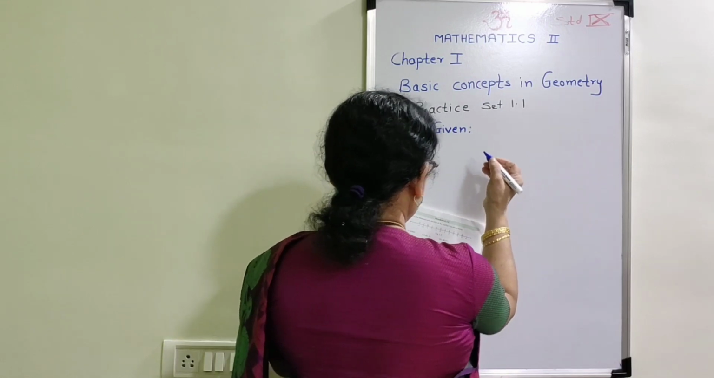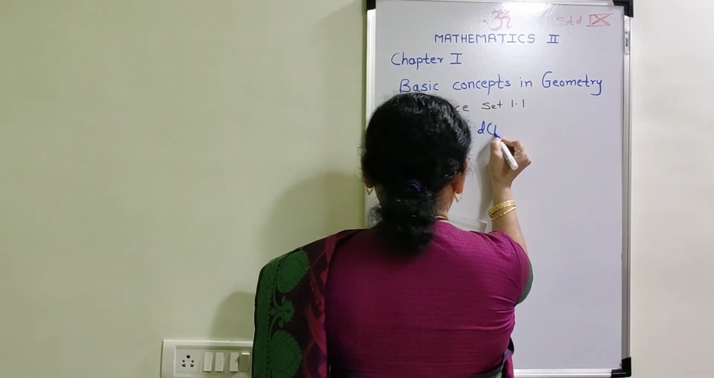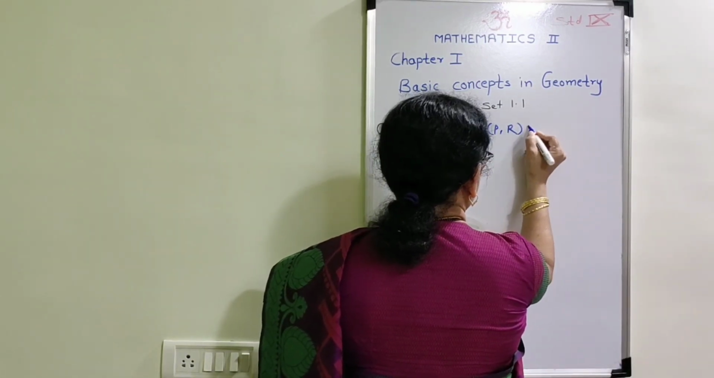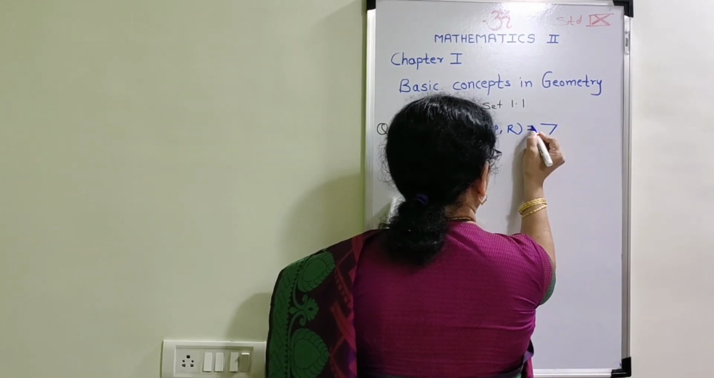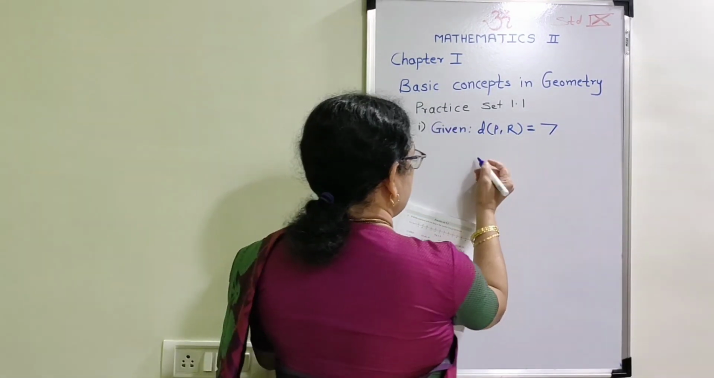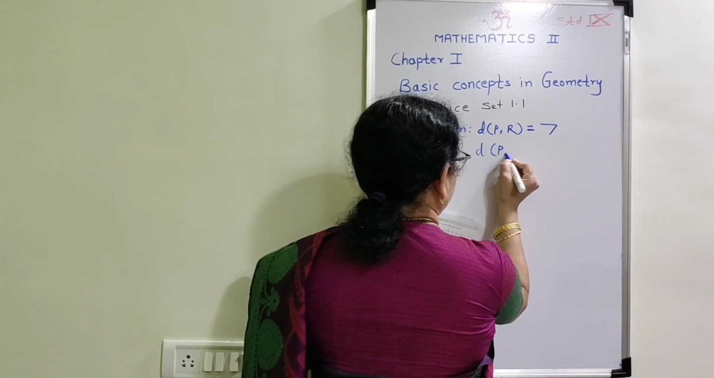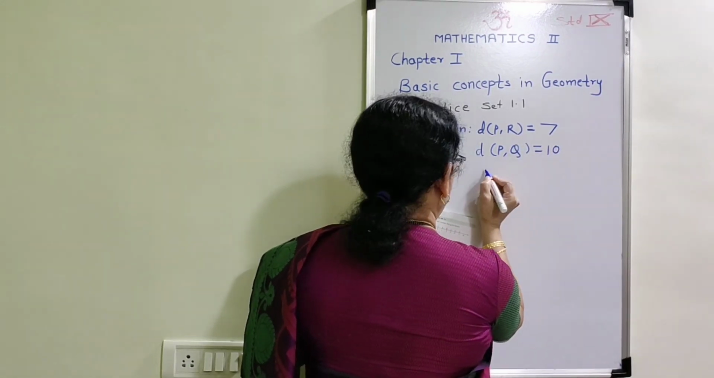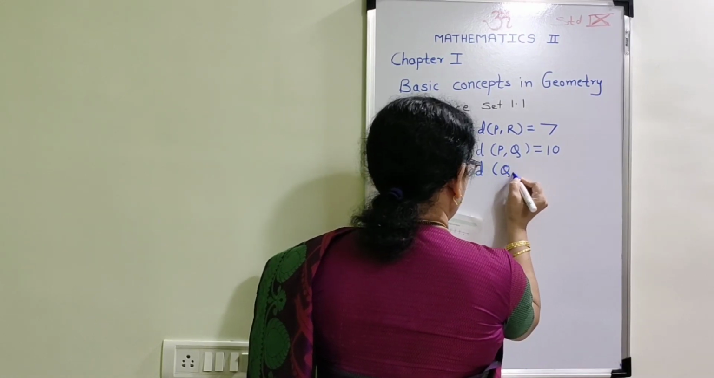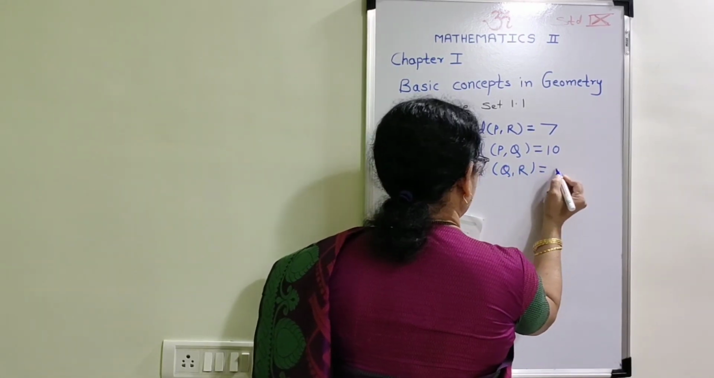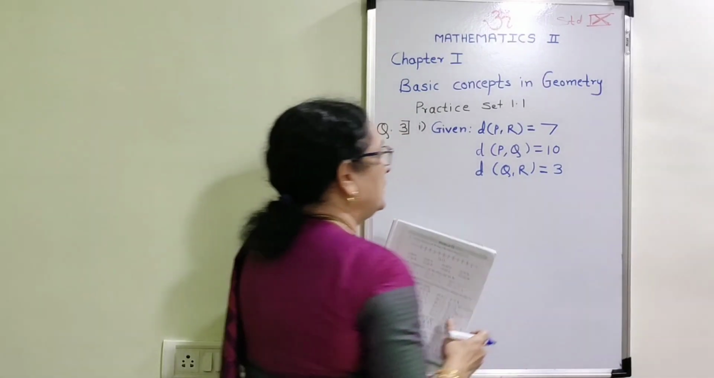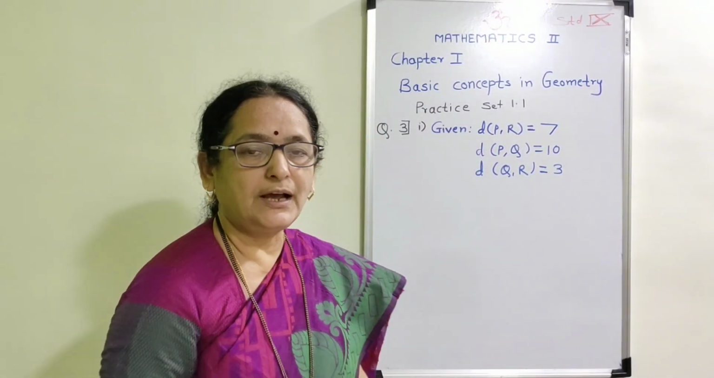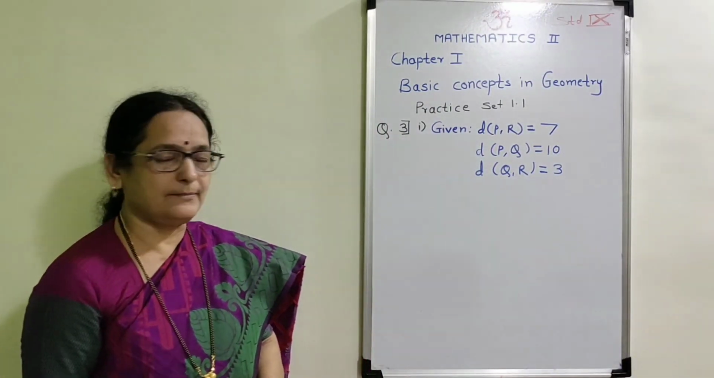Three different distances are given. Distance PR is equal to 7. Distance PQ is equal to 10. And third, distance QR is equal to 3. Now, we are going to learn how we are going to complete this example.